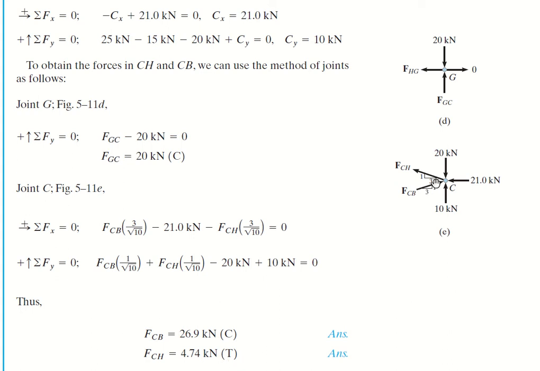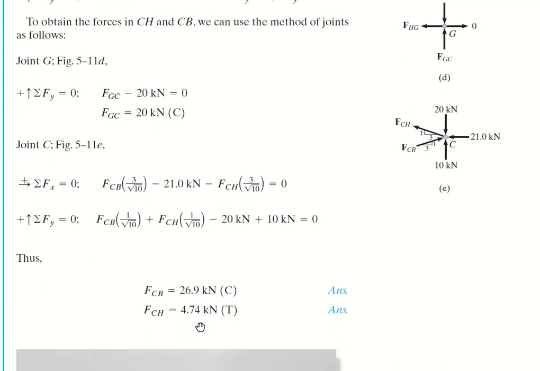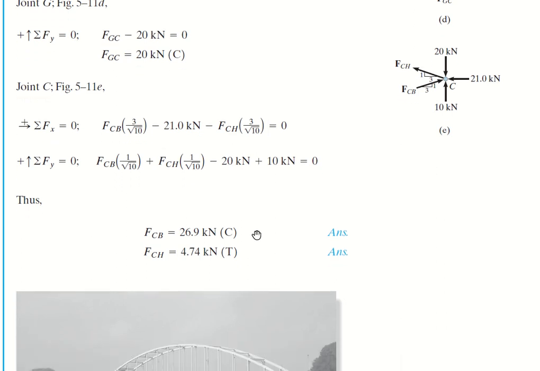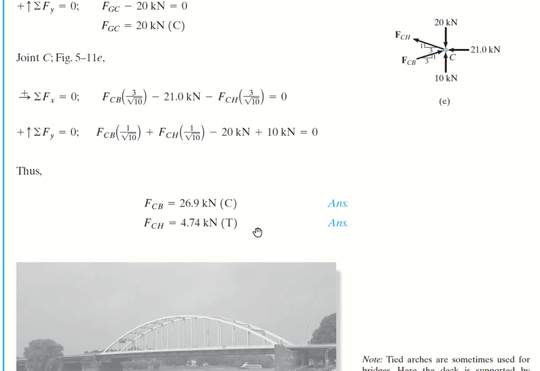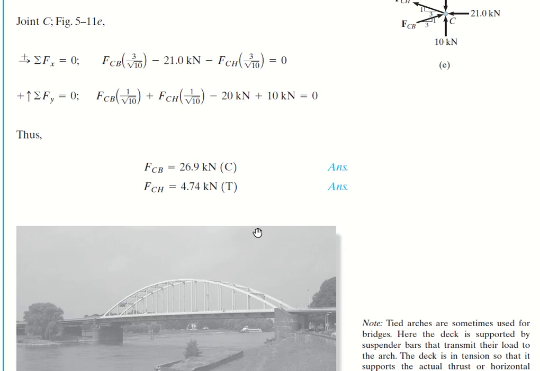See, one is in compression and other is in tension, right? And the result is positive. So it means that the directions we have assumed are okay. So this was the truss that you solved using the method of arches, because the load was applied like arches, as the load in trusses is always on the joints.